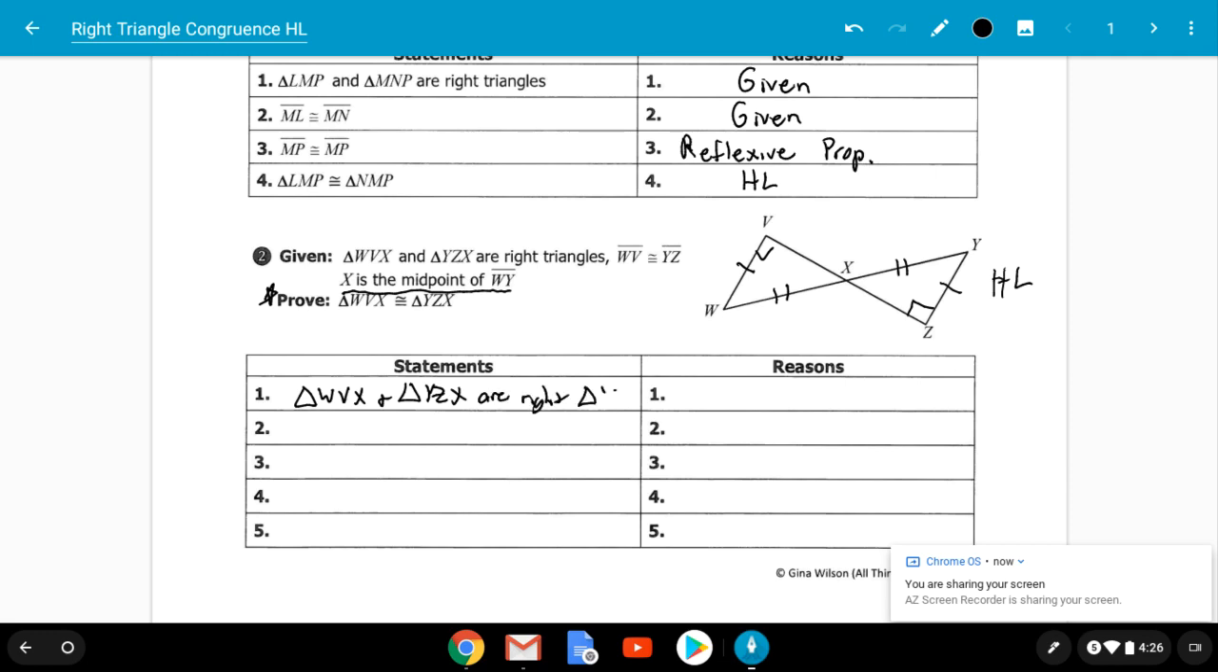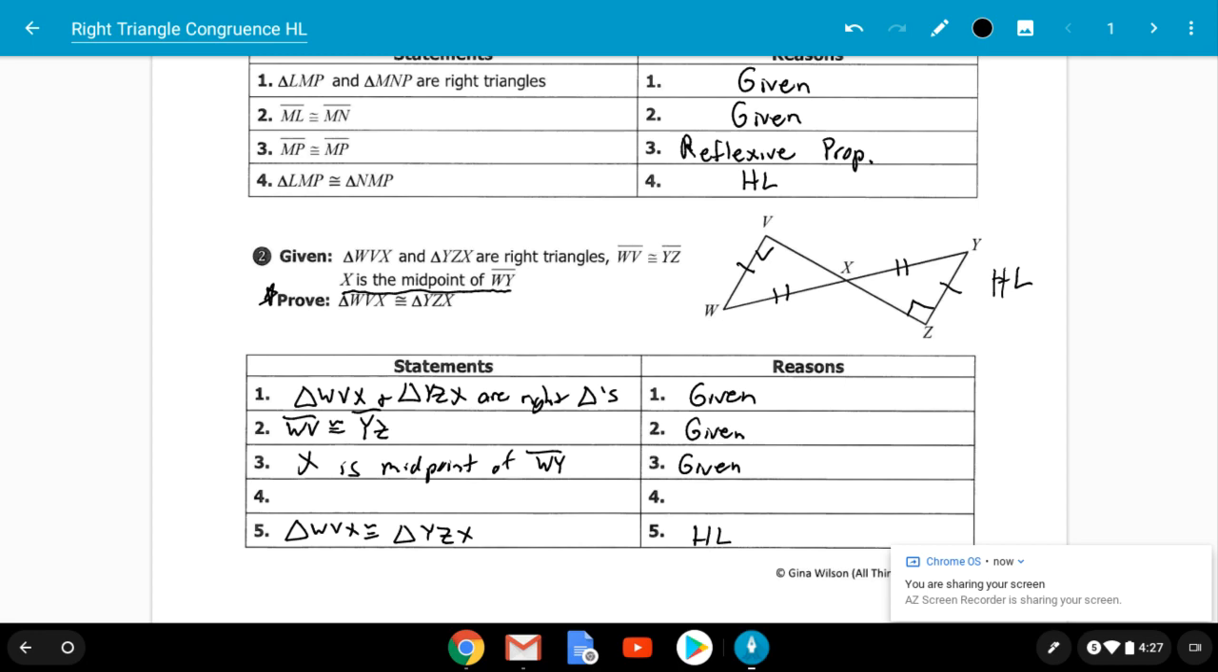And why? Because they gave it to us. And then they said WV is congruent to YZ. Why? Because they gave it to us. And then they said X is the midpoint of line segment WY. Why? Because they gave it to us. So our last statement here is going to be triangle WVX is congruent to triangle YZX, and we said because of HL.